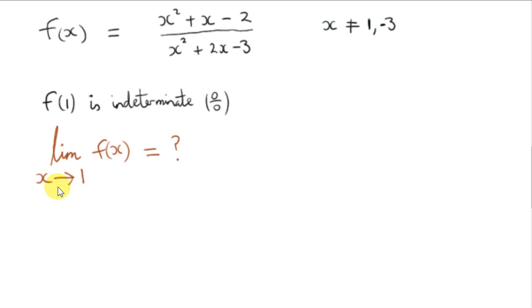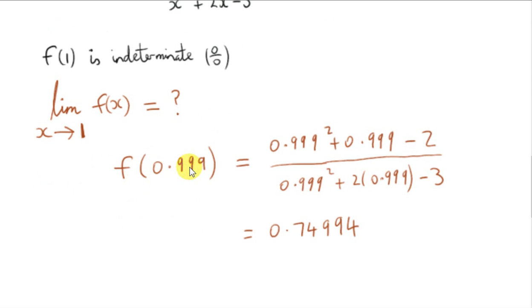Now let's suppose we want to get the limit as x tends towards 1 of f of x. We simply cannot plug 1 in for x in this case, because we get 0 divided by 0, which is indeterminate. Let's look at a number that's close to 1. Let's take 0.999. If you work this out to 5 decimal places, you will get 0.74994. Notice that to 2 decimal places, this is approximately 0.75.